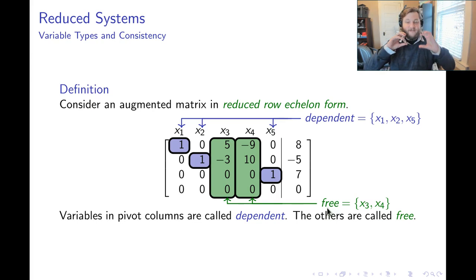So the idea here is that if you give me an augmented matrix that's in reduced row echelon form, I can identify the dependent variables by looking at the variables that are represented by pivot columns. Again, in this example, those are the variables x1, x2, and x5. So we call x1, x2, x5 dependent here. And I can identify the free variables by looking at the variables represented by non-pivot columns. In this case, those are the variables x3 and x4. So that's the first thing we do when we look at an augmented matrix in reduced row echelon form, is we identify the dependent variables and the free variables.